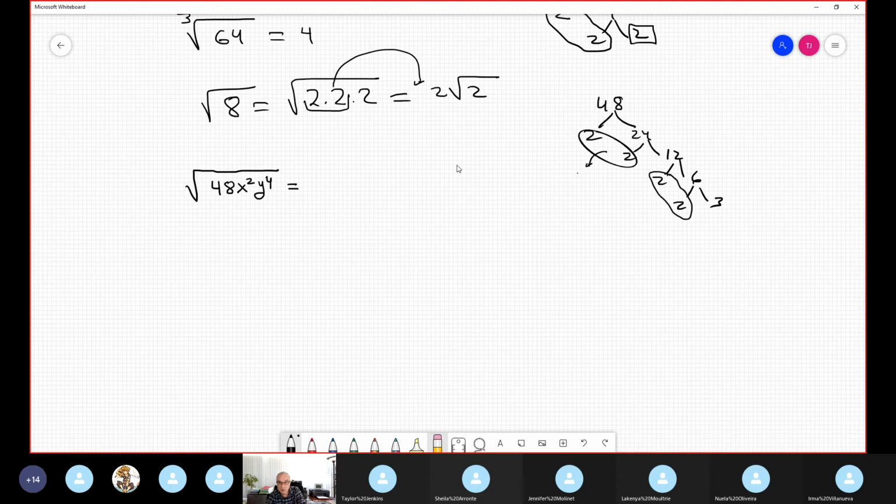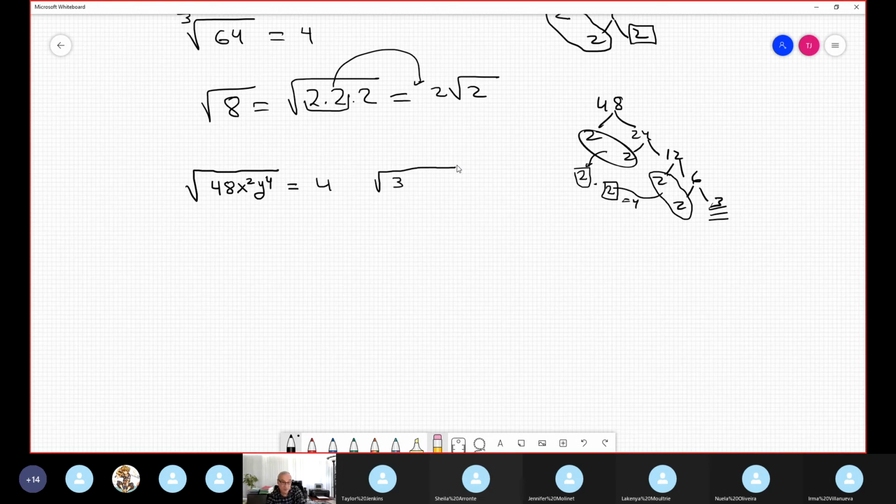This represents 1, 2 outside the radical. And this is another 2 that can fly outside the radical. And 2 times 2 is 4. So the number that goes outside is 4, which is the multiplication 2 times 2, and the number that stays inside is this 3. Do you understand the numerical part?